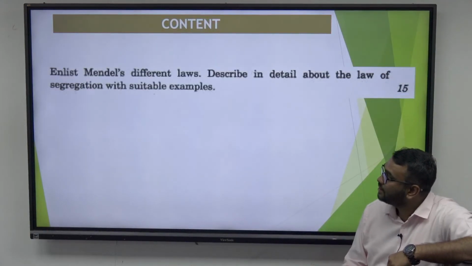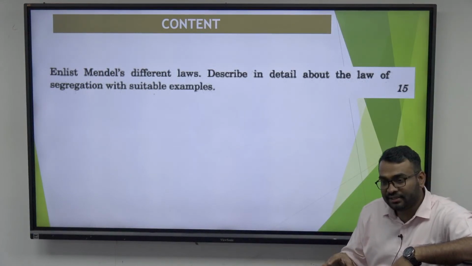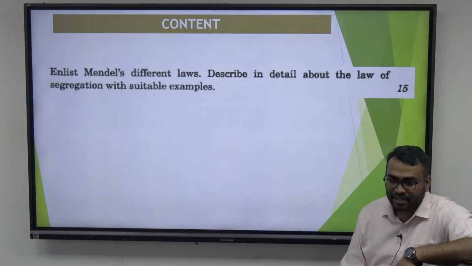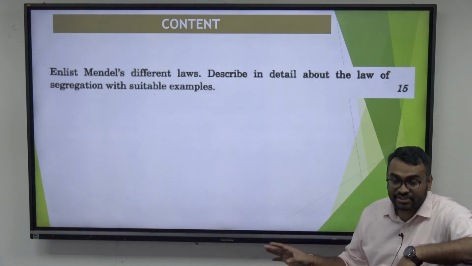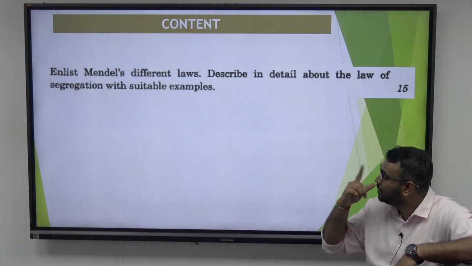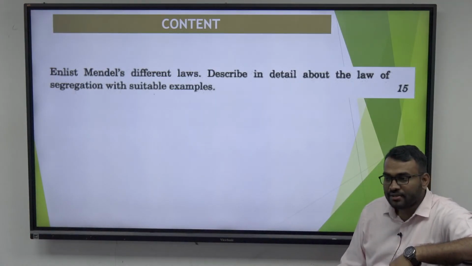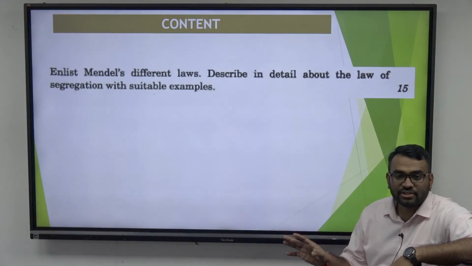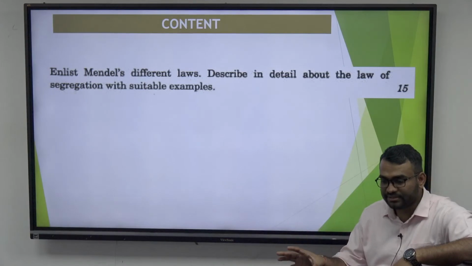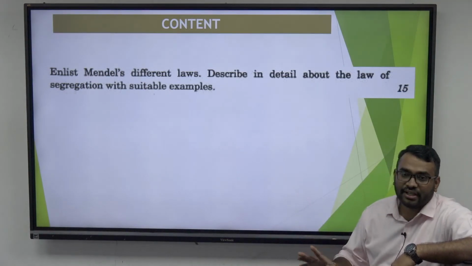Next one is content. See, there are certain questions where content is very important, and there are certain questions where context is important. What is context, I will explain in the next part, but essentially the content. For example, enlist different Mendel's laws, explain this one particular thing. Here there is nothing but the concept, the content. If you know this segregation law, you can explain it, give this diagram, give this checkerboard, then it is good enough. But if you don't know, then it is difficult.